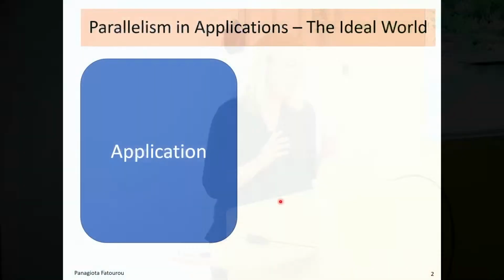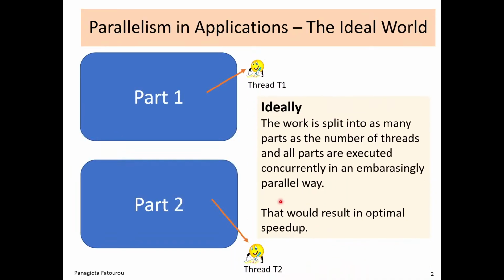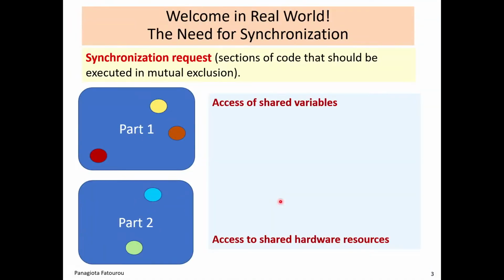We have an application, we want to parallelize it, and ideally we would like to be able to split the work into as many parts as the number of threads, and then execute all these parts in an embarrassingly parallel way. That would result in optimal speedup. However, we are in a real world. We are not in an ideal world.